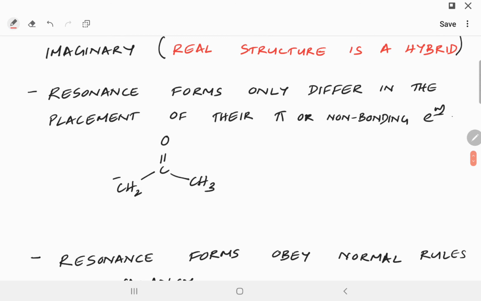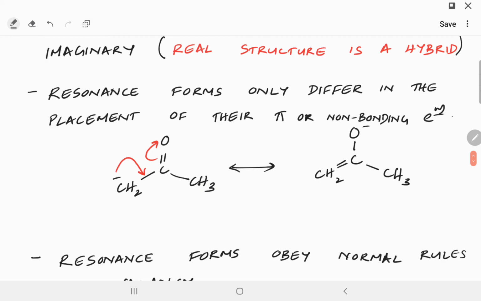So you might want to pause the video and see if you could draw resonance structures for this molecule. Okay, so in here we will start moving electrons, starting with the negative charge. And then we can obtain another resonance structure where you have a double bond between the two carbons, and oxygen gets the negative charge and CH3 remains intact. Okay, so these are the two resonance structures for this particular molecule.